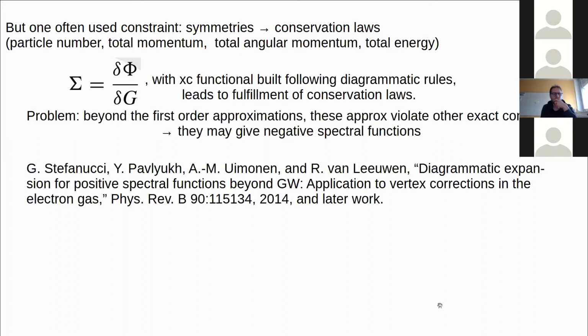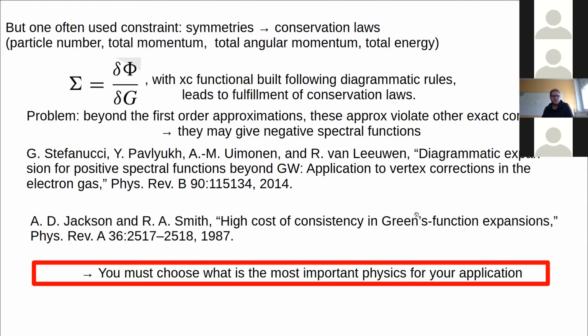The problem is that if you apply this exact constraint and you want to go beyond first order approximations, such as GW, you will see that this violates other exact constraints. And in particular, might give you negative spectral functions. This has already been observed by Carl-Olof Almbladh many years ago and has now been worked out by the work I cite here and subsequent works. And there are also fixes to it. But I just take this as an example.